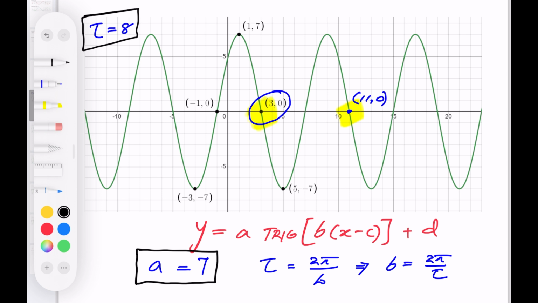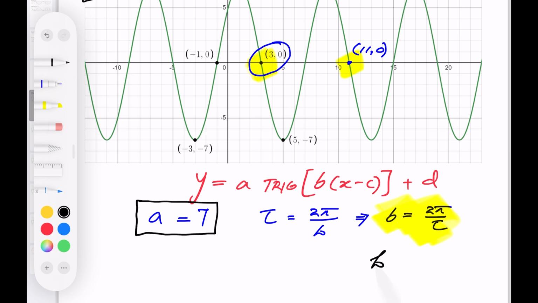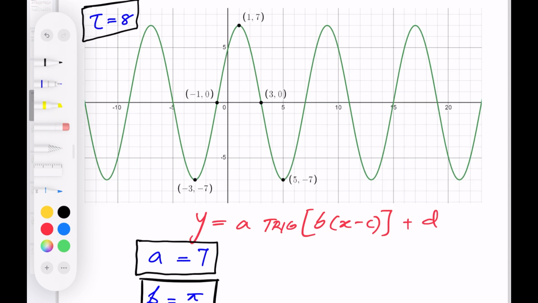So, if your tau is equal to 8, what should be the value of B? b is defined as 2 pi over tau. Therefore, your b should be equal to 2 pi divided by 8, which simplifies to pi over 4. Now we have figured out b as well. b is equal to pi over 4. Now for this generic equation, I will need a c. Please note that c is the phase shift.